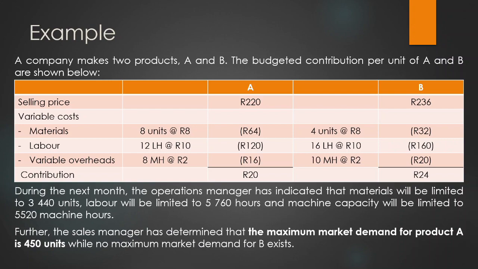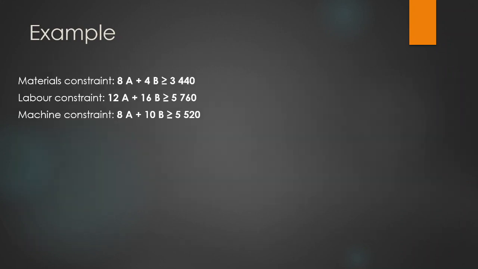Also, 2 further constraints are that sales for both products A and B must be greater than or equal to 0. We cannot have negative production for our products. So we can add these last constraints as shown on screen.